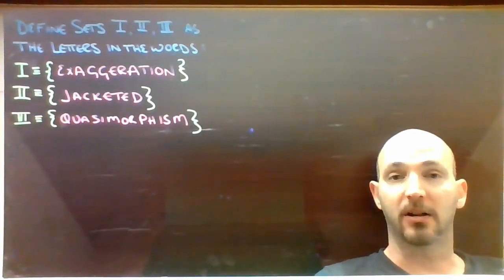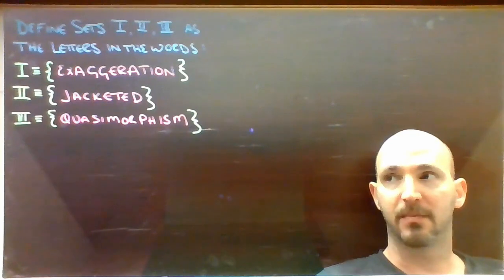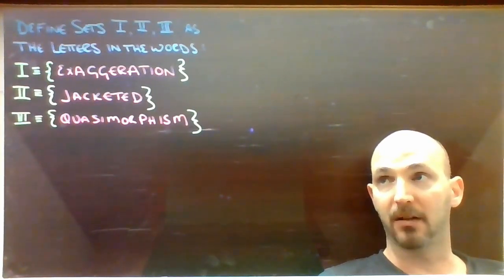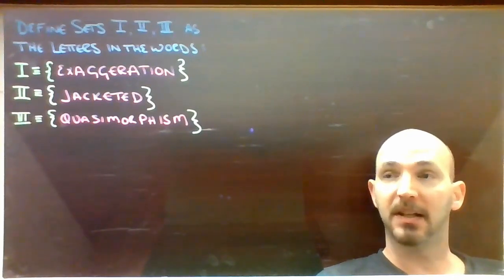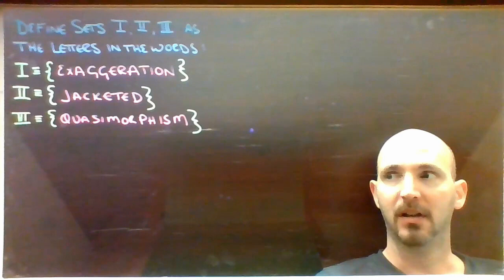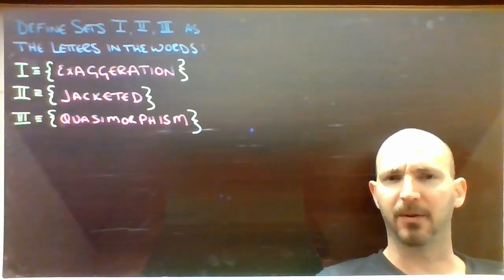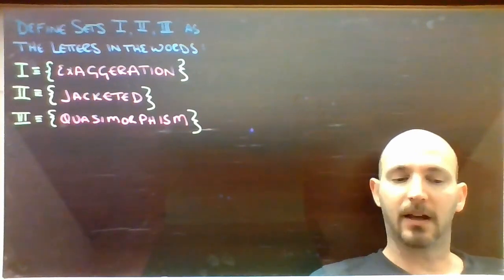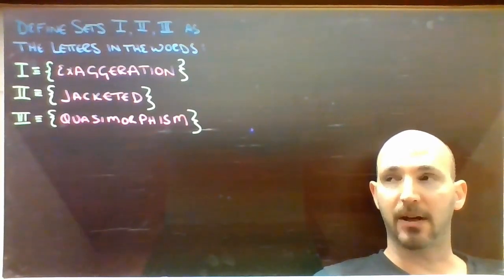So we're going to start our conversation about set operations by doing a little bit of sorting. So I've set my three sets up here, 1, 2, and 3, as the letters in the words exaggeration, jacketed, and quasi-morphism, which is an obscure math term that perhaps you'll have the pleasure of encountering someday in the future. To do this, we're going to need a Venn diagram.